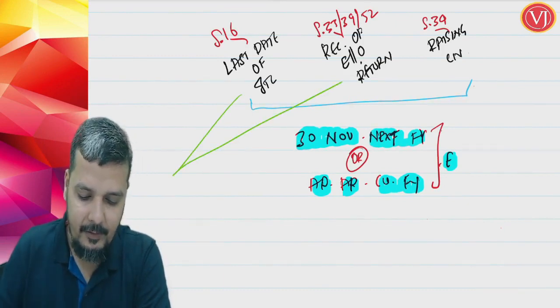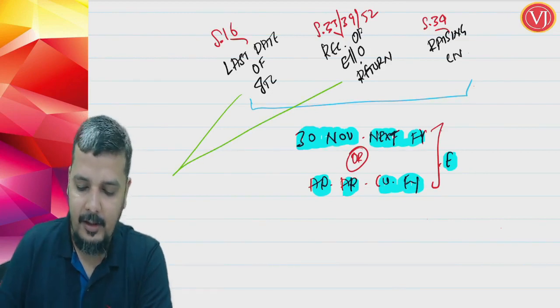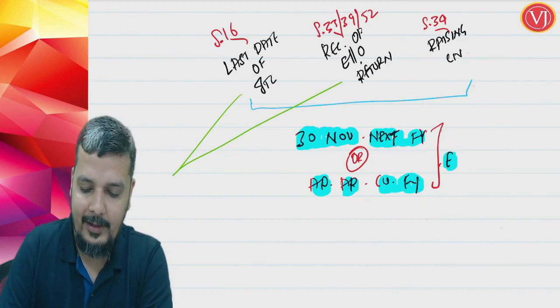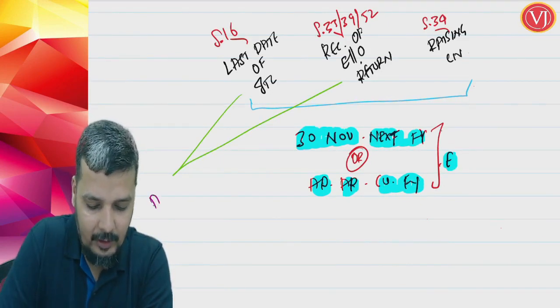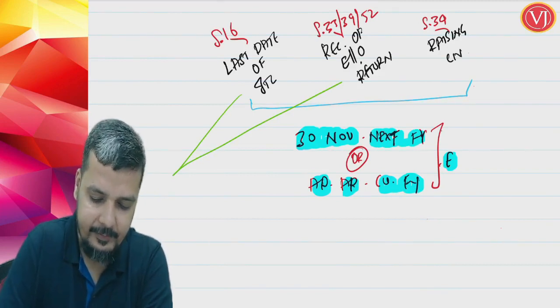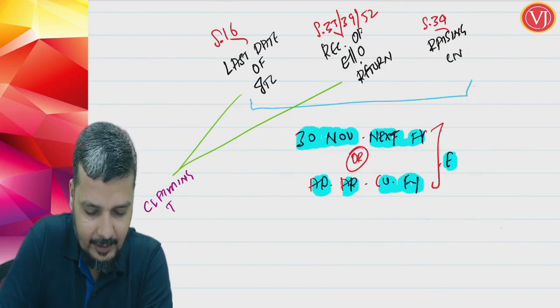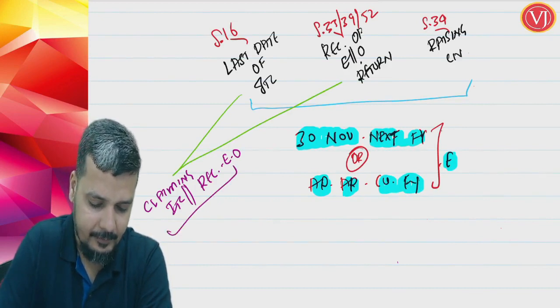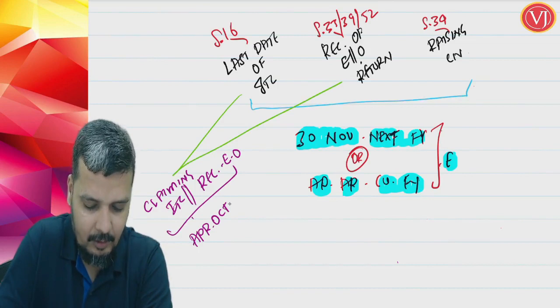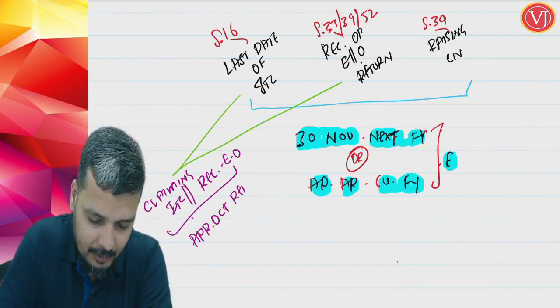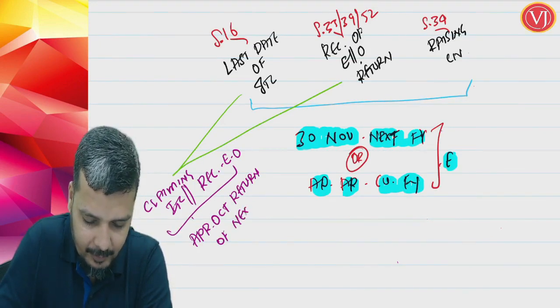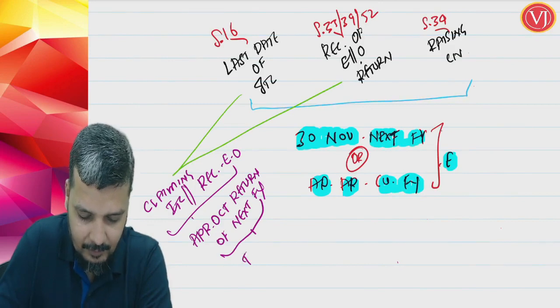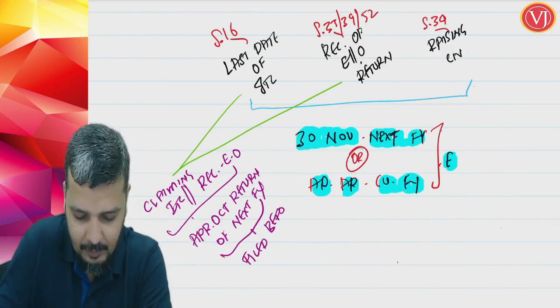When you're talking about the last date of taking ITC or rectification of error or omission in return, actually claiming ITC or actually doing rectification of error or omission should happen in any of the returns, can happen in April return to October return of next financial year, but filed before 30th of November of next financial year.